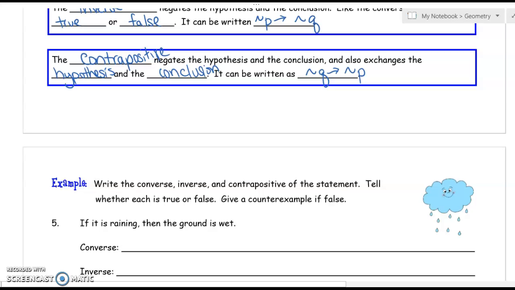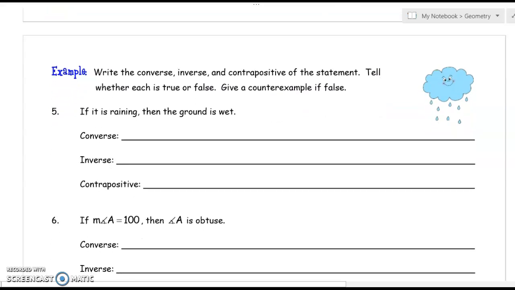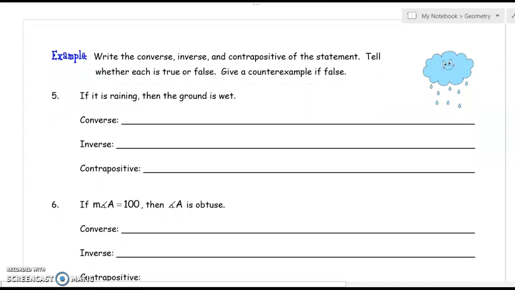So we've got: write each converse, inverse, contrapositive, tell whether they're true or false, give a counterexample if it's false. So if it's raining, then the ground is wet. The converse is going to be Q then P, so the conclusion goes first. So if the ground is wet, then it is raining. That's the converse. If the ground is wet, then it's raining. Is that always going to be true? False.